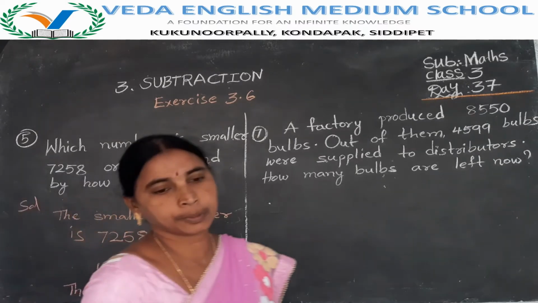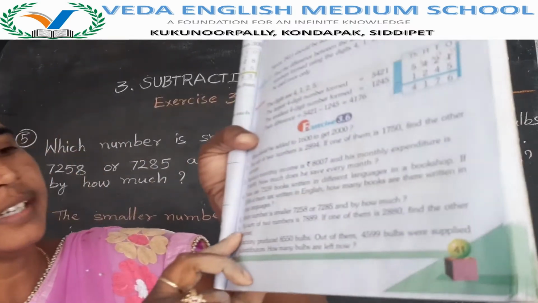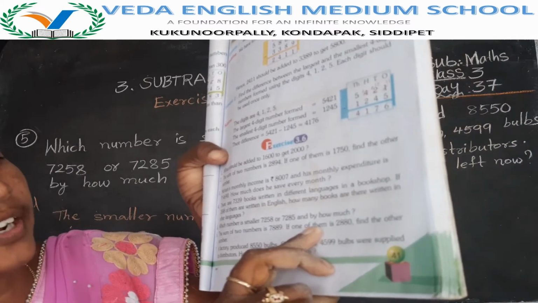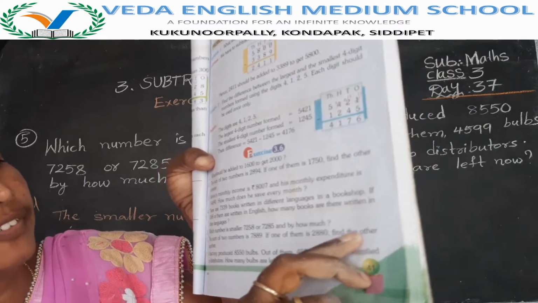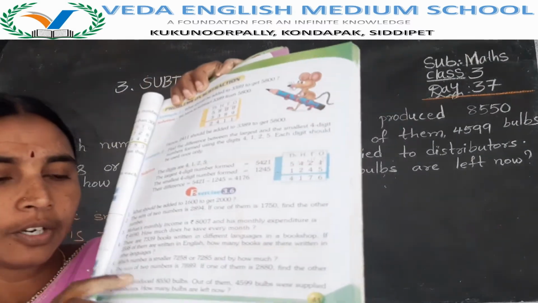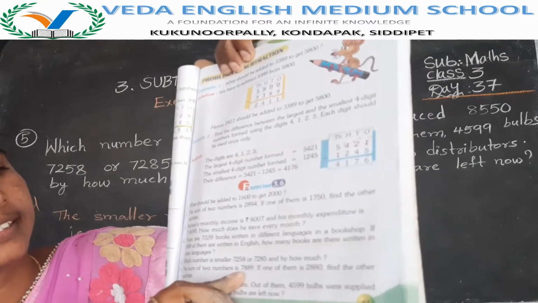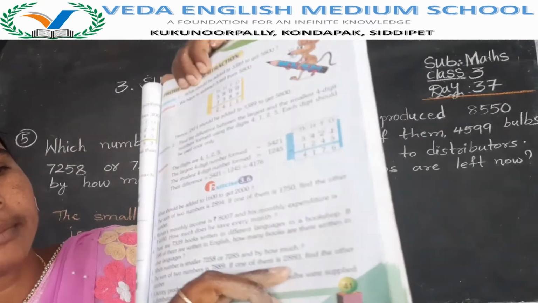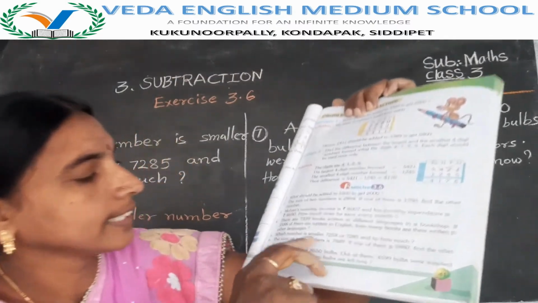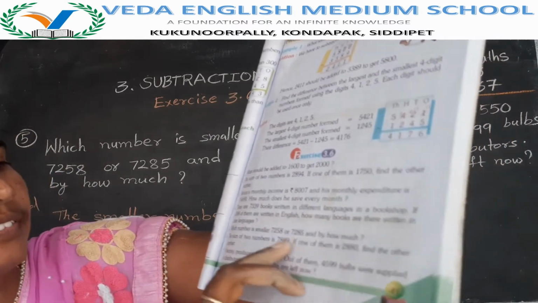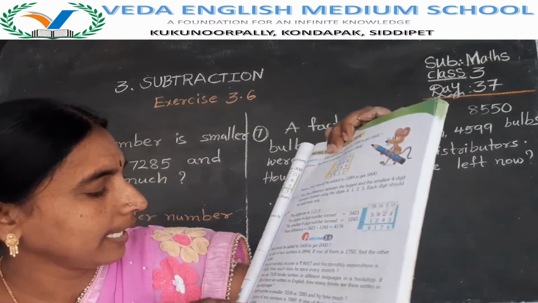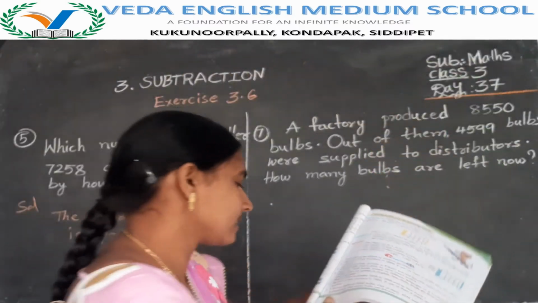Next, the sixth problem. That is your homework. The sum of two numbers is 7,889. If one of them is 2,880, find the other number. Same as the second problem like that. Here two numbers are given: 7,889, and one number is 2,880. Find the other number. So subtract 2,880 from 7,889. That is your homework.